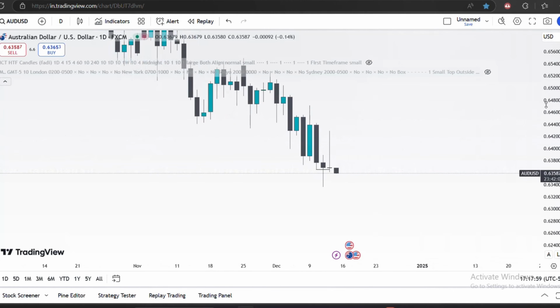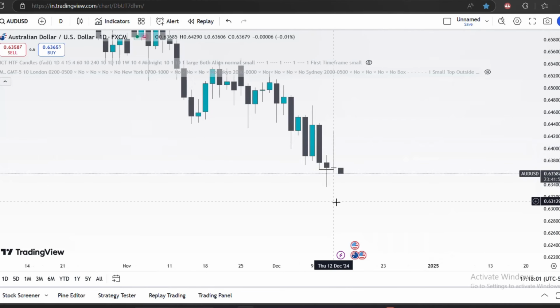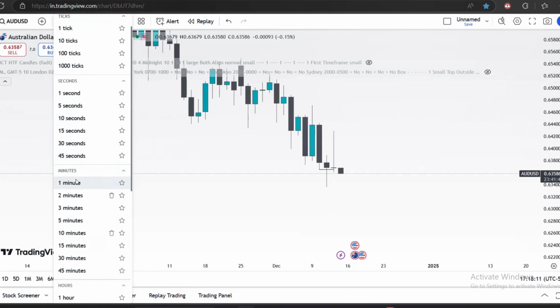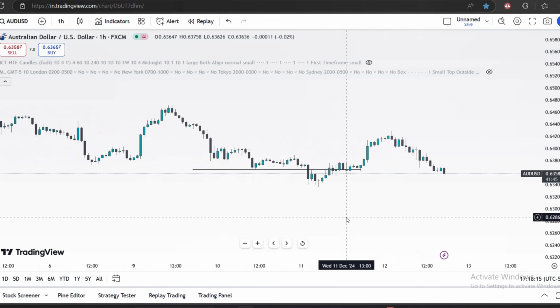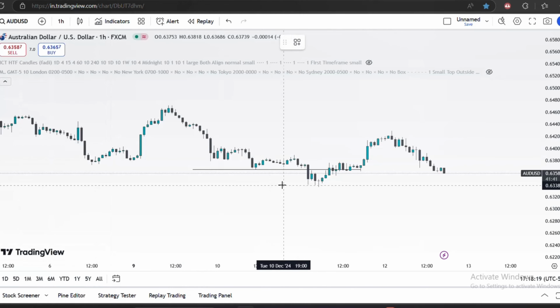But the T-trade model, as I said, starts with a swing point, and we could see here that this was our first candle and this was our second candle. Our second candle closed inside, so we expect our third candle to expand. So what do we do? We go on the 1 hour time frame, and then we mark the new candle formation, right?